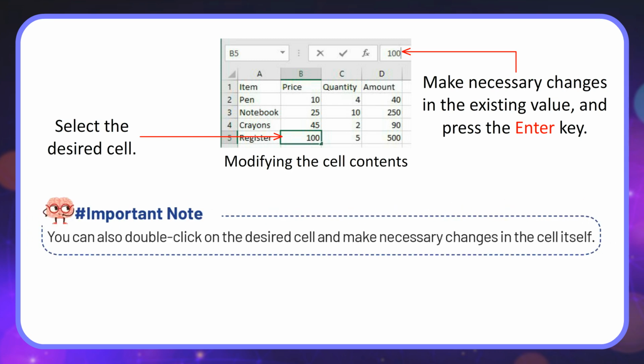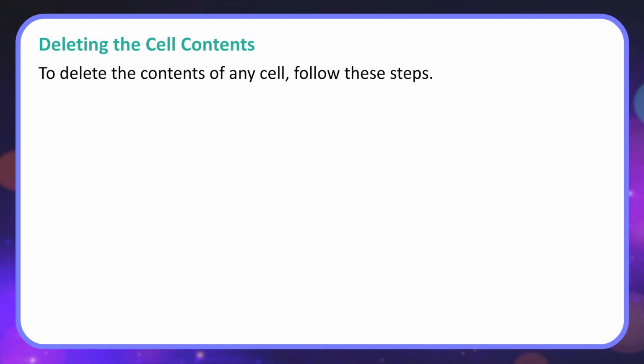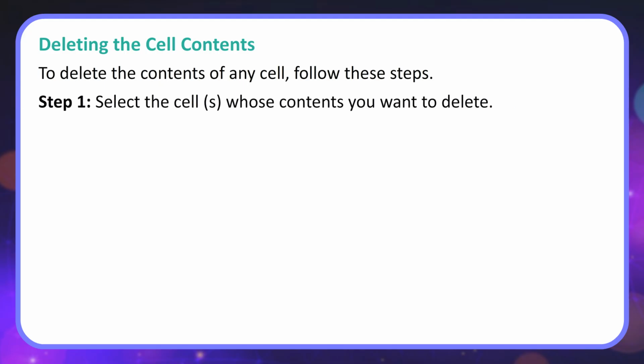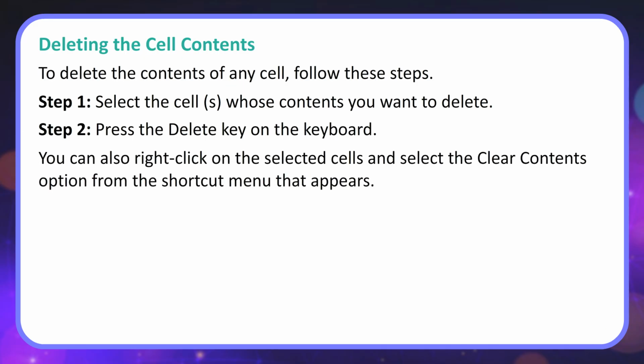Important note. You can also double-click on the desired cell and make necessary changes in the cell itself. Deleting the cell contents. To delete the contents of any cell, follow these steps. Step 1. Select the cells whose contents you want to delete. Step 2. Press the Delete key on the keyboard. You can also right-click on the selected cells and select the Clear Contents option from the shortcut menu that appears.